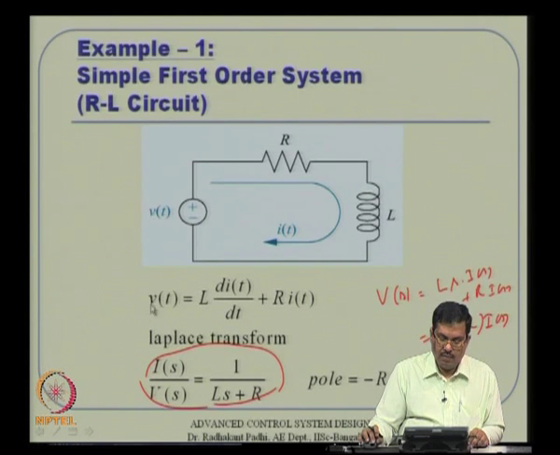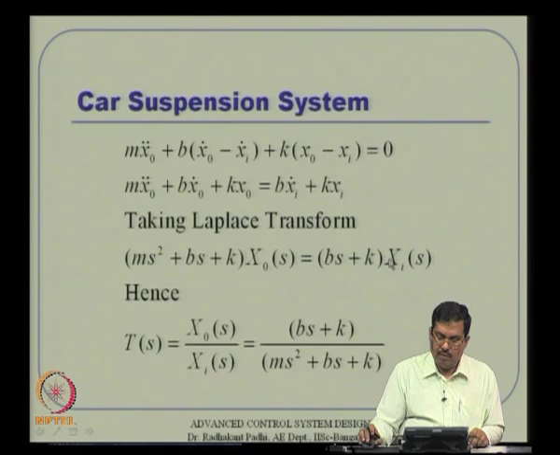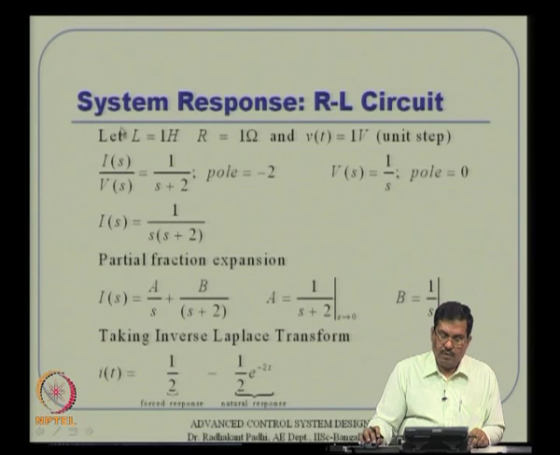I assume that V of t is a unit step input, that means it is 1. And I will also assume some values here. L is 1 Henry, R is 1 ohm, just for our simplicity. So if you go back to that transfer function, it will turn out to be something like 1 by s plus 2.